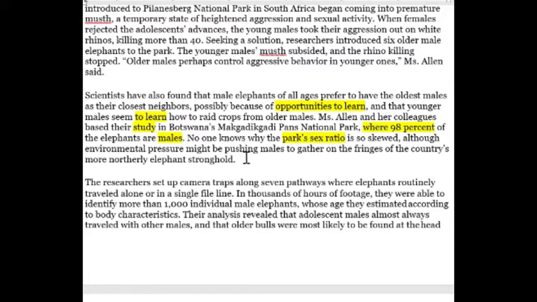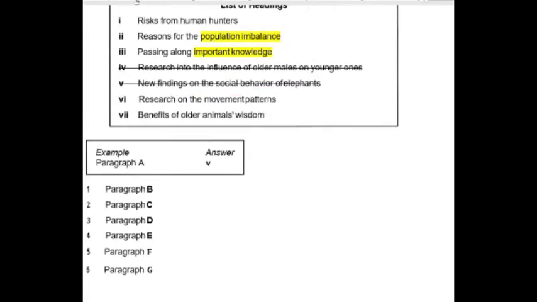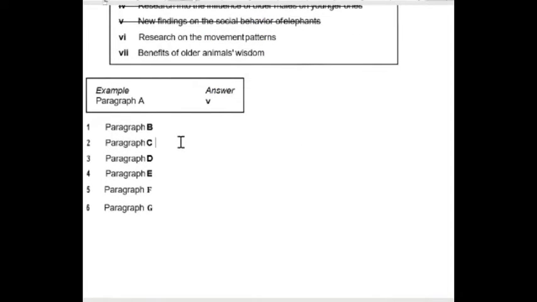And so when we go back to the heading match, we're finding that there are 2 headings that could match up with this information. The first one is about learning, right? And that's important knowledge, passing along, which is another way to describe learning. But we also have this idea of population imbalance, and that would match up very nicely with that 98% detail that was given. So at this point, all I'm going to do is I'm just going to note both of those choices and move on.